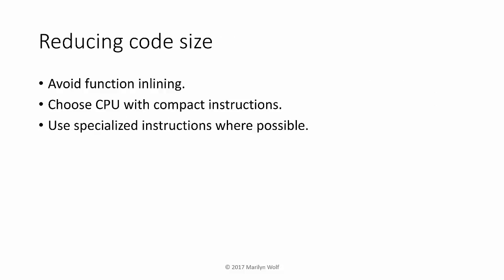We can avoid function inlining to reduce code size. We can choose a CPU whose instruction set gives us compact instructions. And we can make use of the instruction set specialized instructions wherever possible.